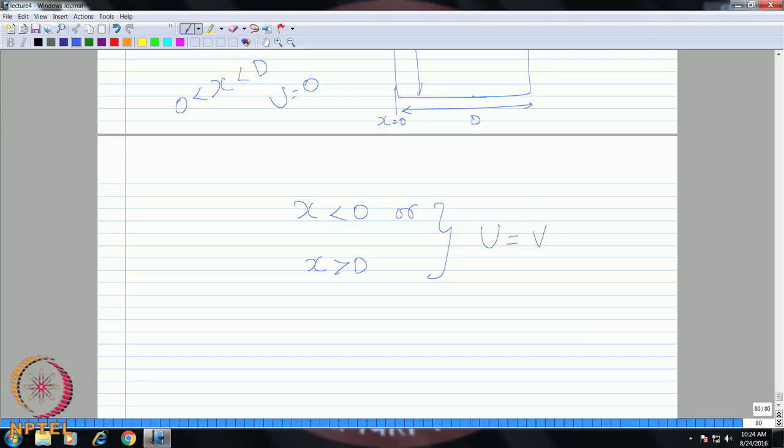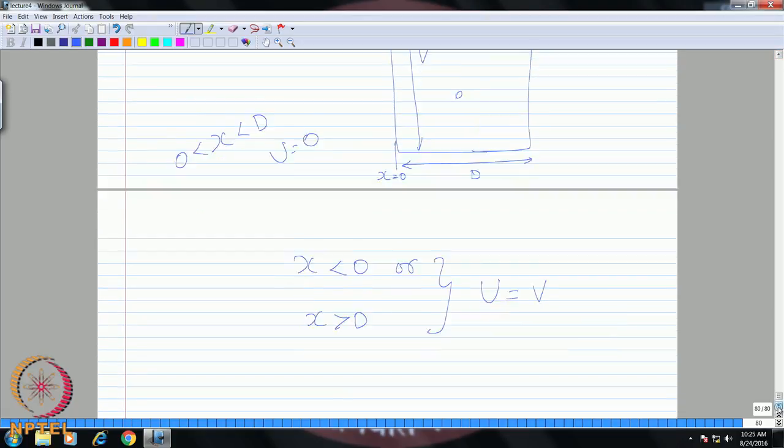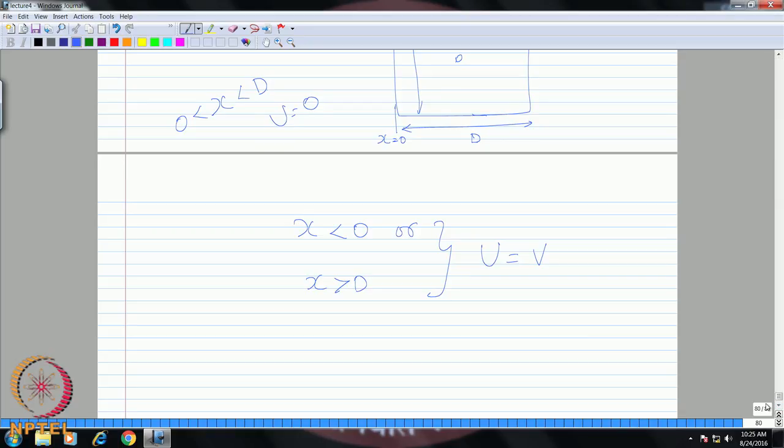So, for this case write down the Schrodinger's equation, use separation of variables. So, only in the spatial direction, write down the solution.